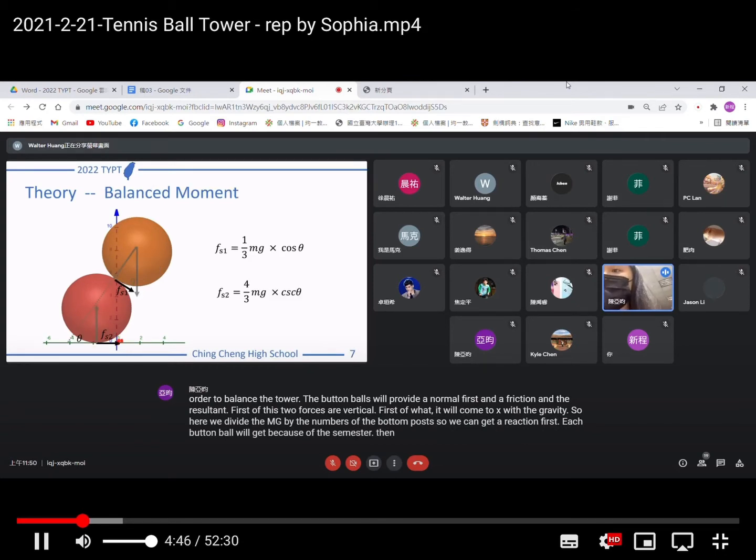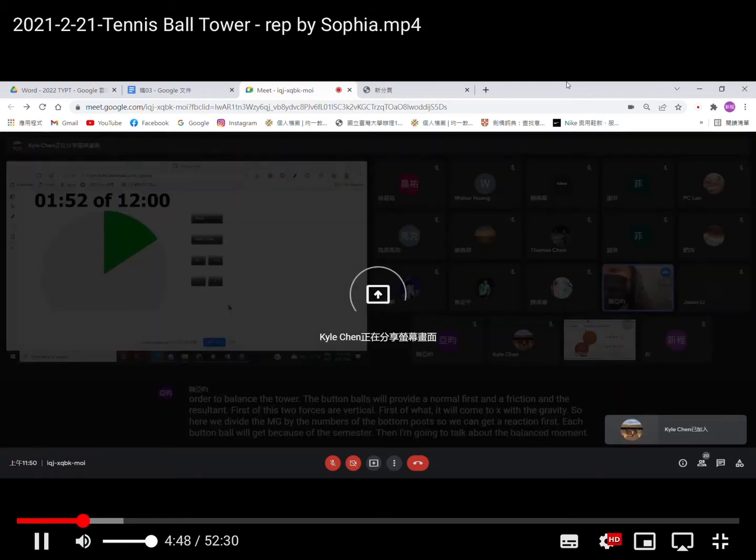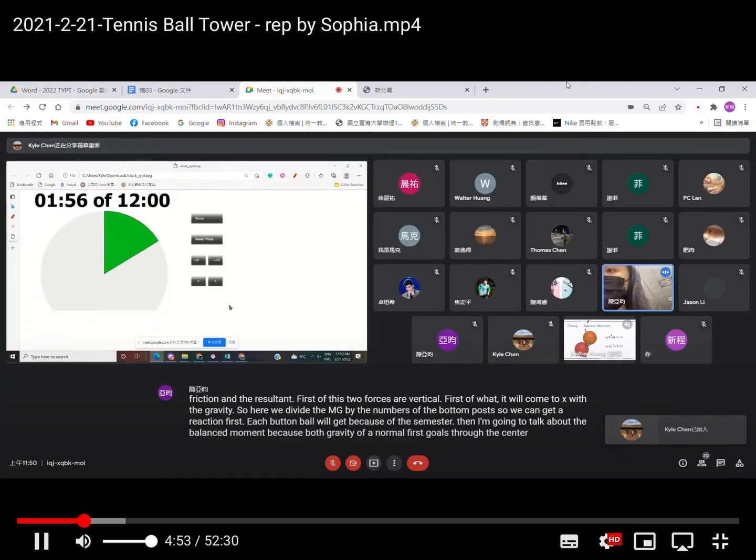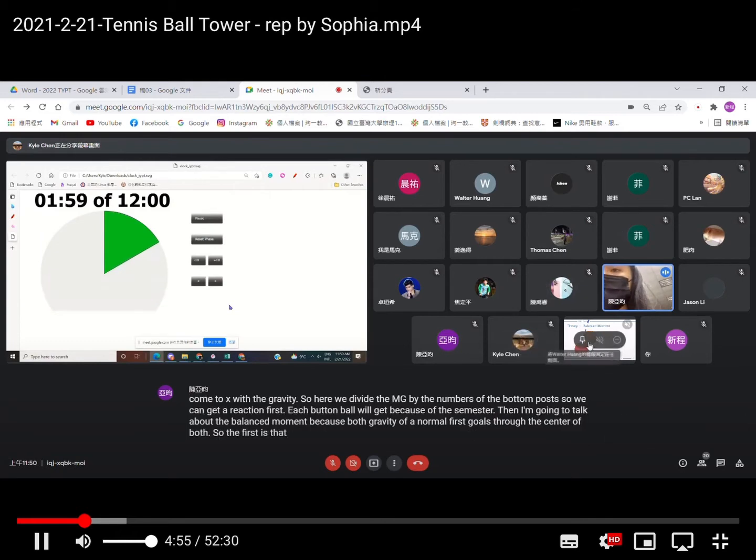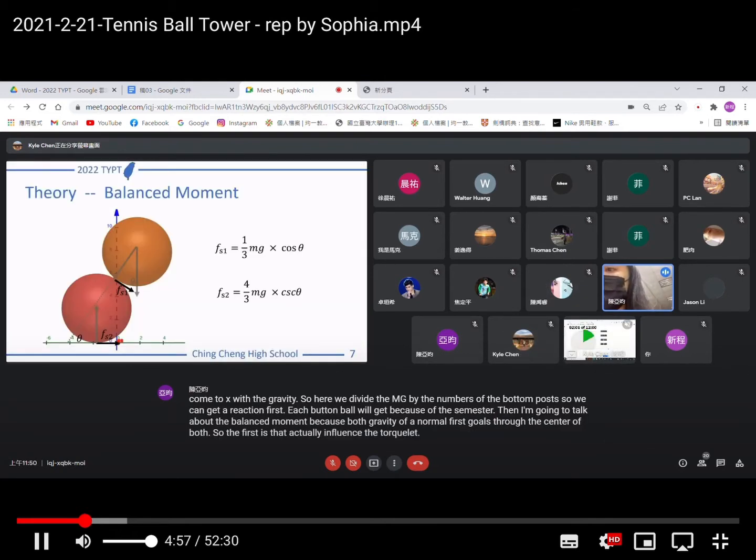Then I'm going to talk about the balanced moment. Because both gravity and normal force go through the center of both balls, the force that actually influences the torque is friction. In order to counteract the friction between the top ball and the bottom ball, the surface will form a force to counteract it. Accordingly, we calculated the value of the force is 1/3 mg cos θ, and its direction is opposite to the friction.